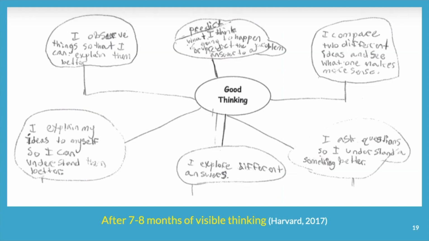Then, after 7 to 8 months of learning in a classroom that incorporated visible thinking routines, students' attitudes towards good thinking changed drastically. Now they value making observations so that they can explain things better, explaining ideas to themselves so they can understand them better, exploring different answers, making predictions, comparing two different ideas to see which ones make sense, and asking questions to deepen their understanding. These ideas about thinking align strongly with the type of attitudes we are trying to cultivate with the Alice Springs Declaration and with the general capabilities.